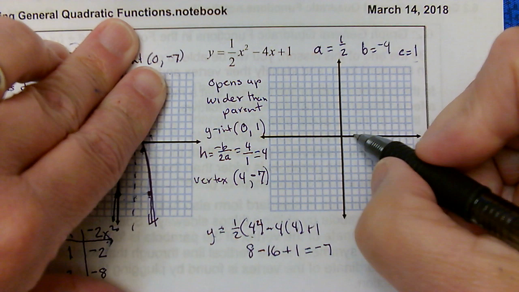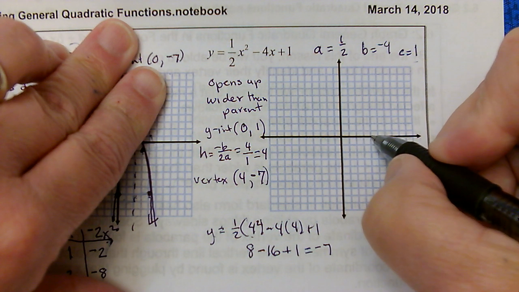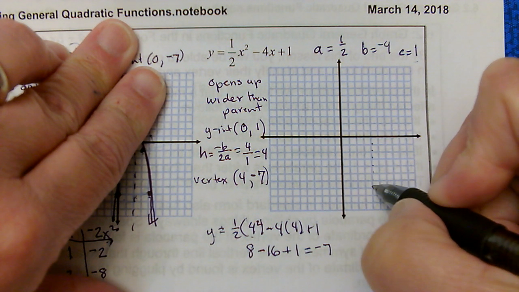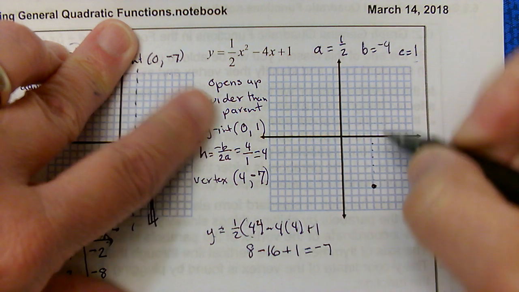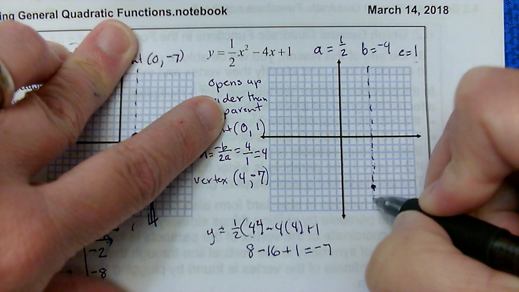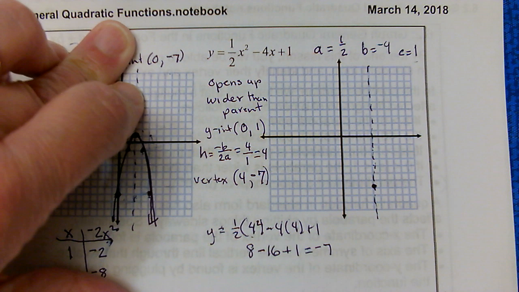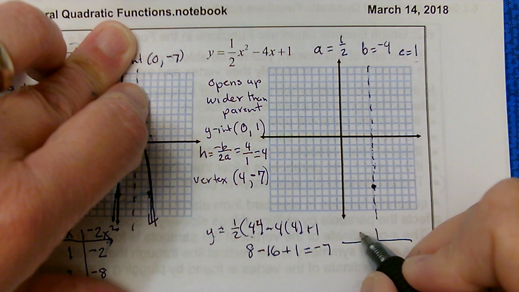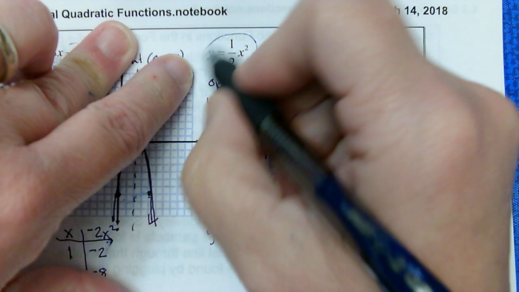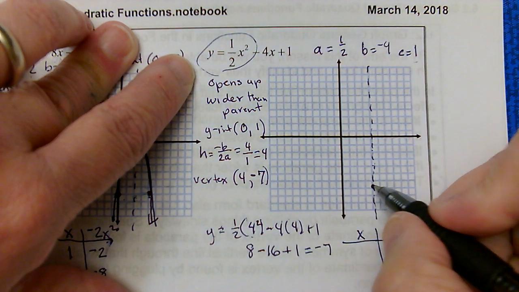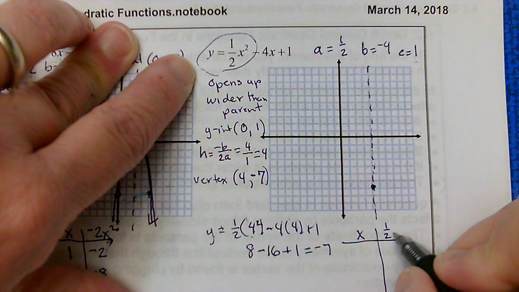So I'm going to start by graphing my vertex. 1, 2, 3, 4. 1, 2, 3, 4, 5, 6, 7. And I'm going to draw my axis of symmetry, the vertical line that goes through that point. And now when I make my chart, I'm only looking at the 1/2 x squared, and I'm going to count from the vertex.